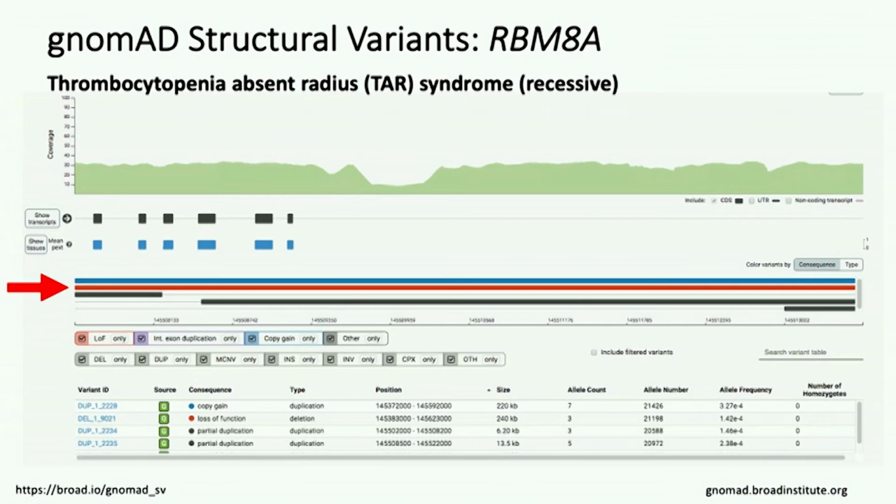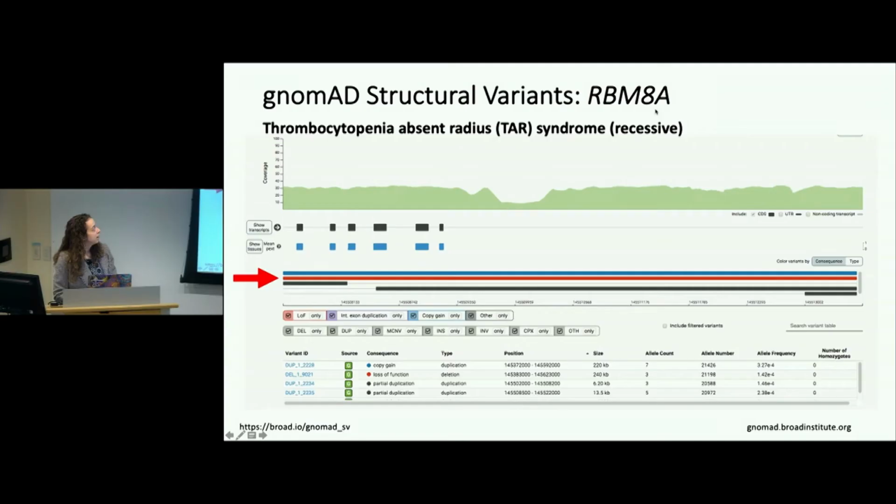I'm going to show you this one variant. This is a structural variant that impacts the gene RBM8A. It causes thrombocytopenia absent radius syndrome, or TAR syndrome, which is a recessive condition where the affected individuals have low platelets and limb malformation, so it's a pretty distinctive phenotype. But the individuals who have the condition typically have a large deletion overlapping this gene on one chromosome, and then a point mutation in the gene on the other chromosome.